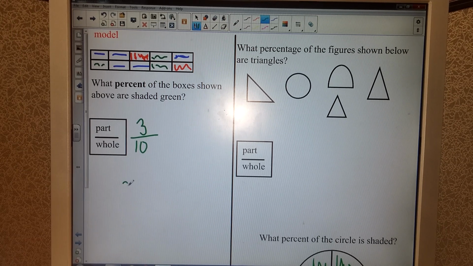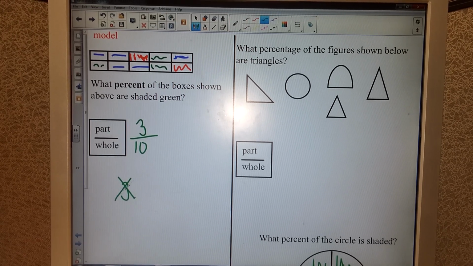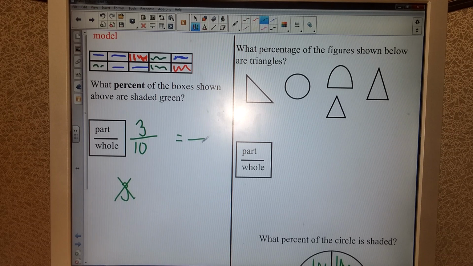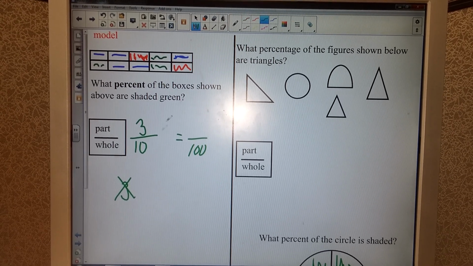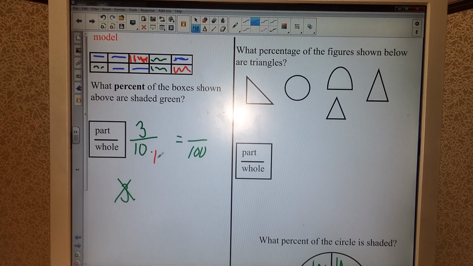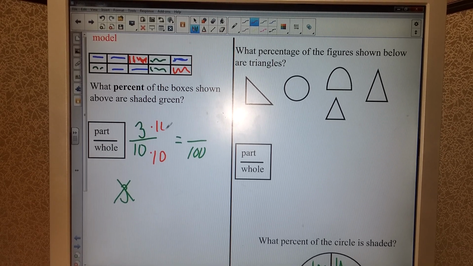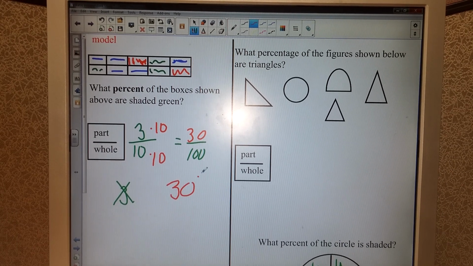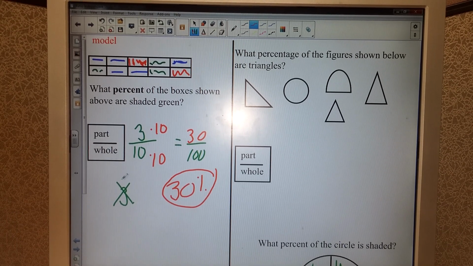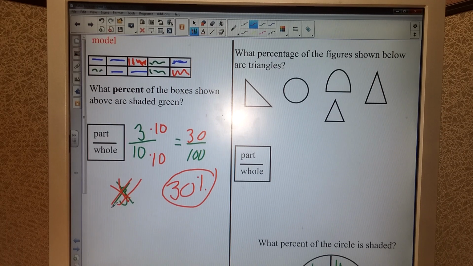This is real similar to the last problem. 3 out of 10, again, is not 3%. Percents are a rate per 100, which means we have to figure out how to make the denominator out of 100. Simple enough, multiply by 10, which means the numerator has to be multiplied by 10. 30 out of 100 is equivalent to 30%. Again, a big difference between 30% and 3%.